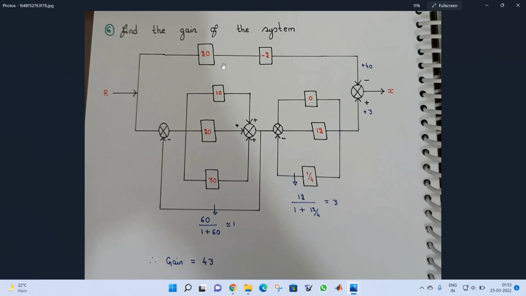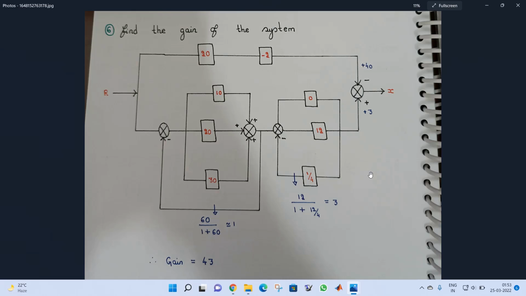Now we have one more path here. In this path we have 20 and we have minus 2. These are in series, so we have to multiply them. 20 into 2, 40, and we already have a minus sign here and one more minus sign here, so minus into minus plus. So we have 40 here and we have 3 here. So the overall gain will be 40 plus 3, 43.